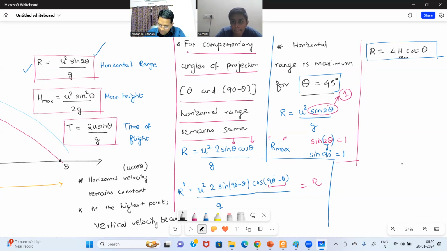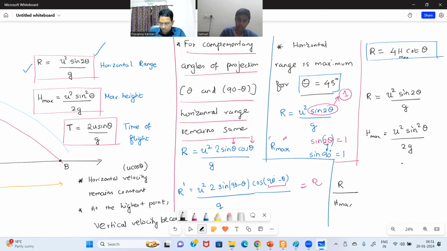Very simple. What is R? R is u square sin 2 theta by g. Correct. What is h max? H max is u squared sin squared theta by 2g. Divide the two. So what do you have? Come on, u square sin 2 theta. How can I write it? 2 sin theta cos theta.